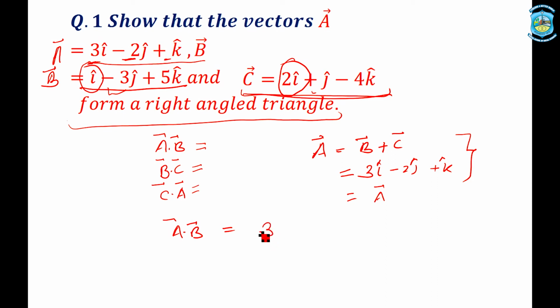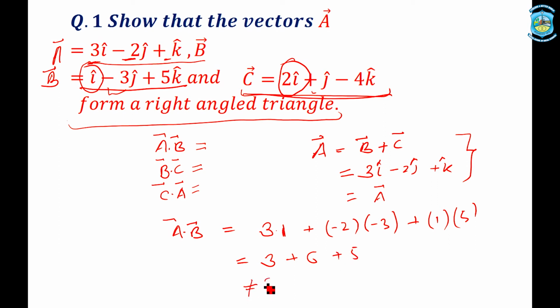So, what about Ax and Bx? Ax is 3, Bx is 1, plus AyBy, it is minus 2, and By is minus 3, plus AzBz, that is 1 into 5. It will be like 3, then plus 6, then plus 5. So, it is not going to be equal to 0.